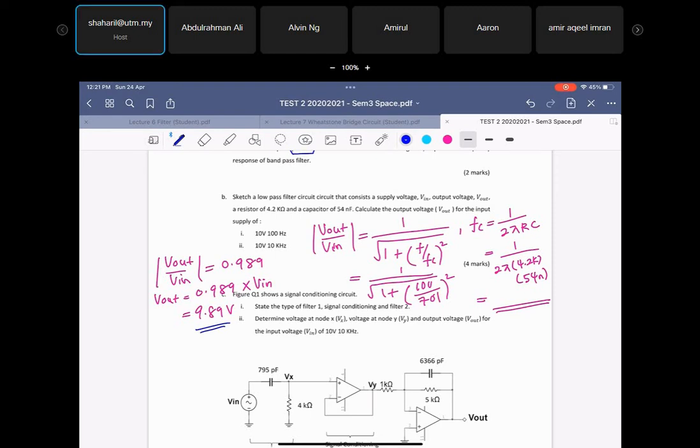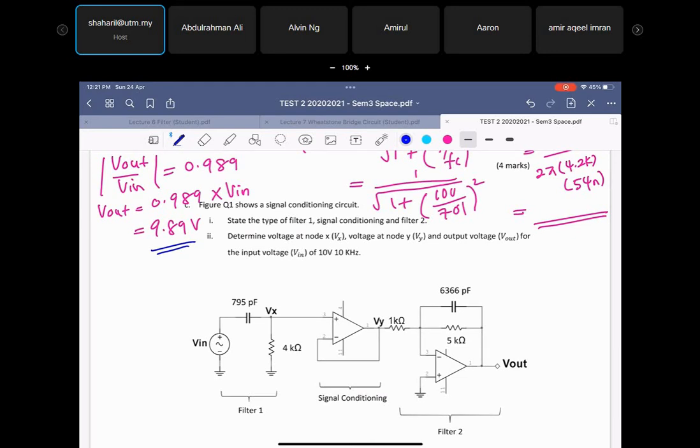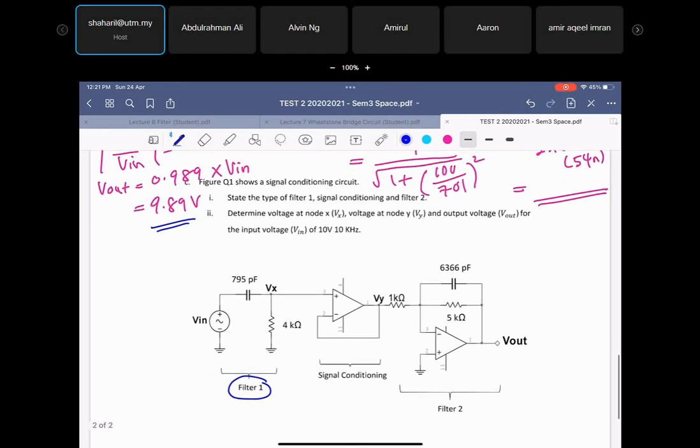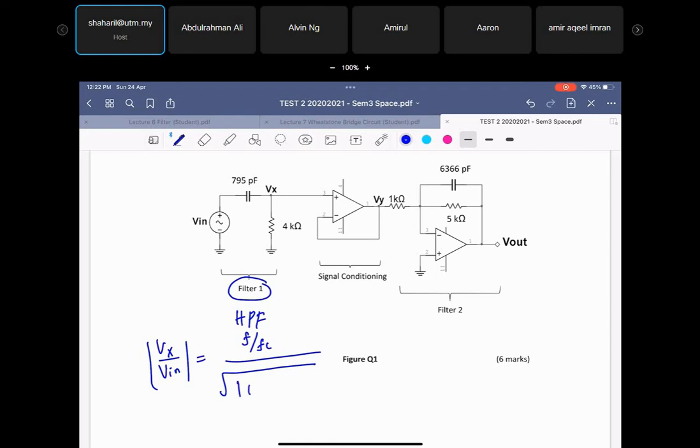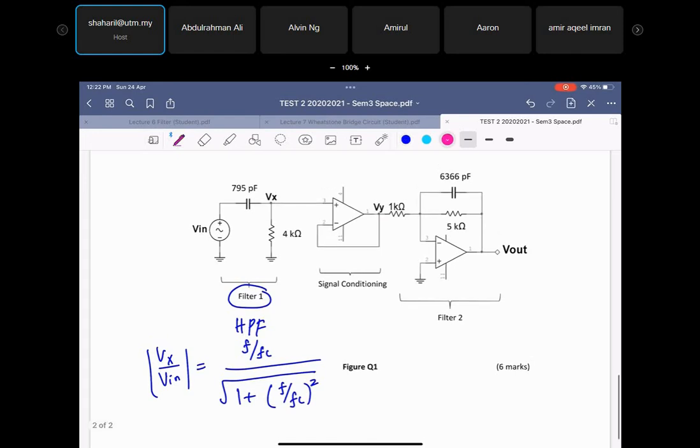All right. So the next example will also show you what is the type of filter one. So what is this, guys? High pass, low pass. The output is from the resistor. Okay, good. So this one, the high pass. So you can find the value for Vx, right? Actually, the Vx over V in here is equal to F over Fc divided by square root of 1 plus F over Fc squared. Right, so you can find the value for Vx here.